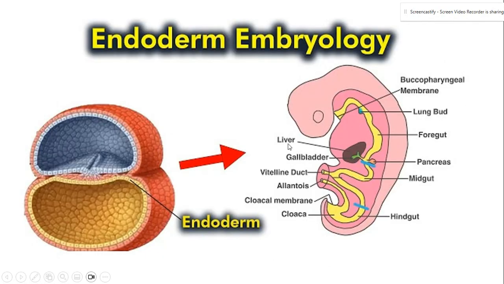For endoderm embryology, this is endoderm, right? As you can see, we have the buccopharyngeal membrane right here. We have the lung bud, okay? As you can see, there's eyes too. This is a foregut. These are pancreas. This is a midgut. There's a hindgut, all right? You can actually see the cloacal membrane. This is allantois. This is vitelline duct. We actually have a gallbladder. We also have liver right here, okay?